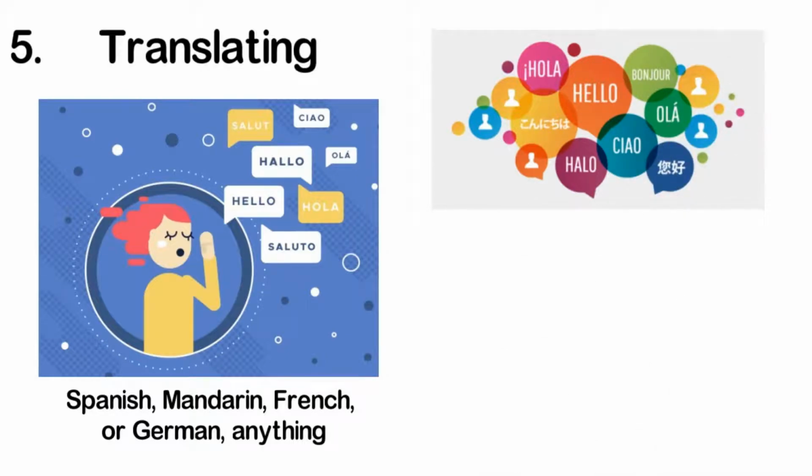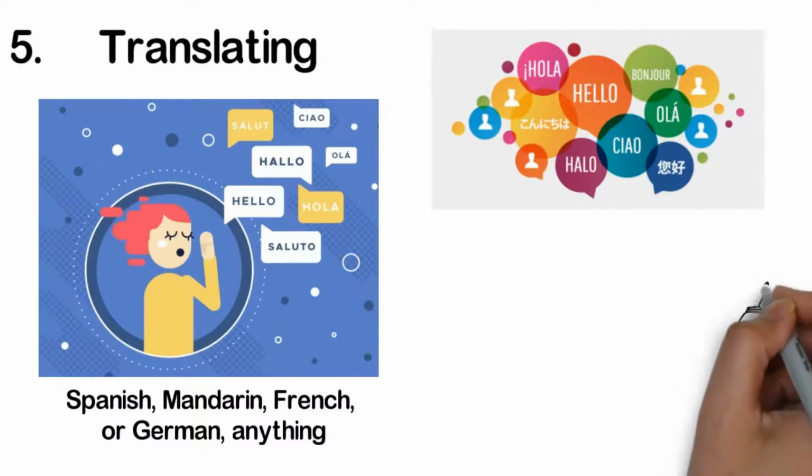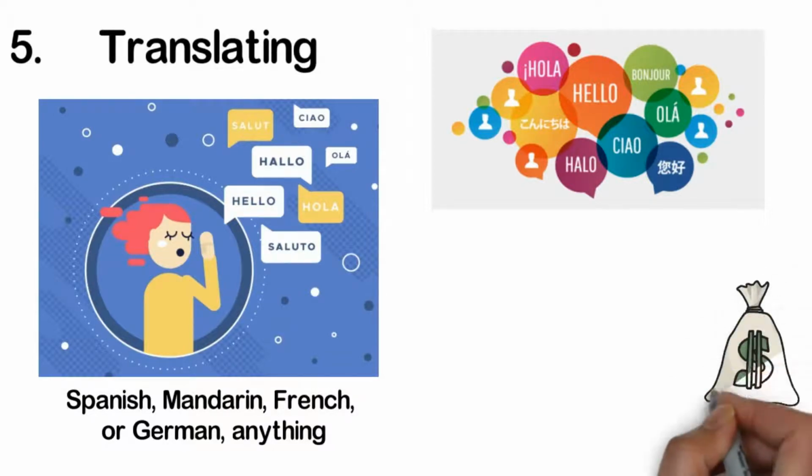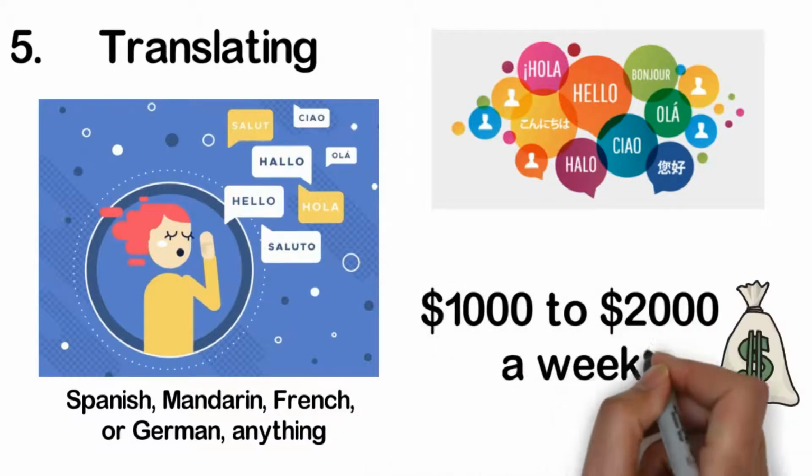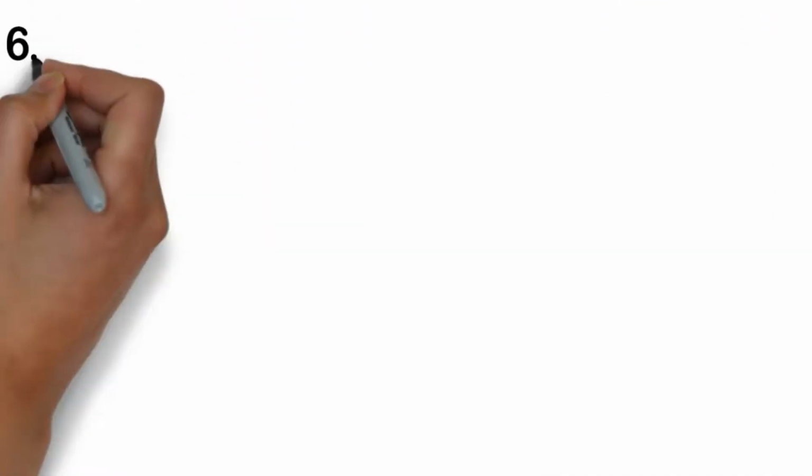The job of a translator will help you make around $30 to $50 an hour. Imagine if you could give 40 hours a week for this job alone. How much would you make? $1,000 to $2,000 a week! Great, isn't it?